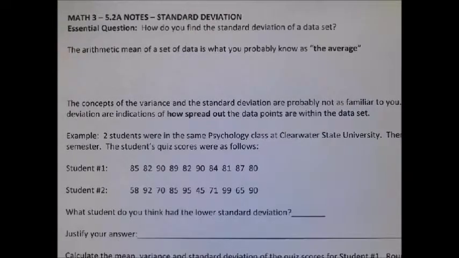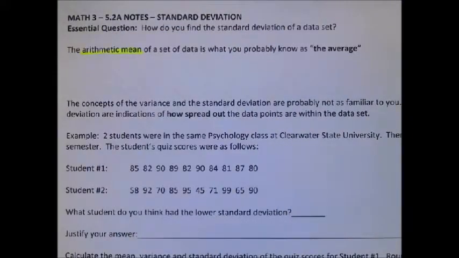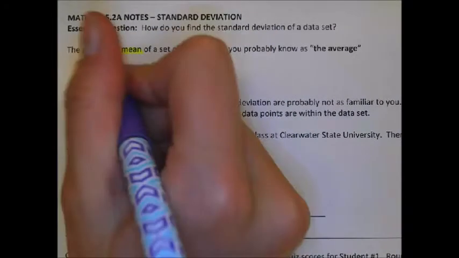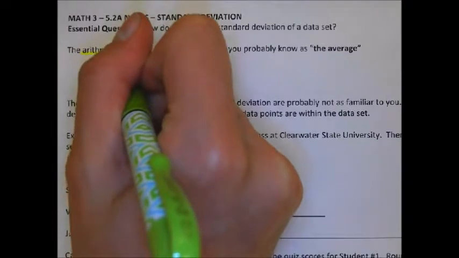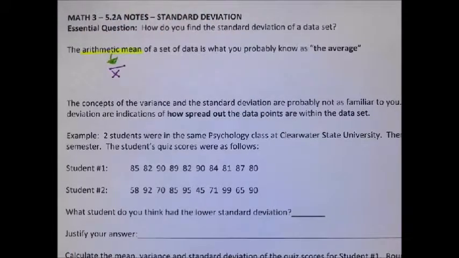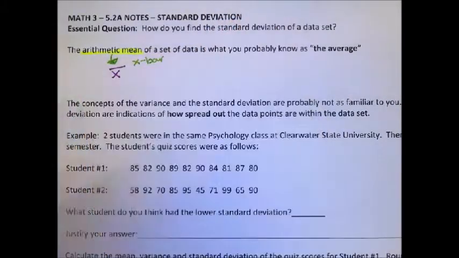5.2 is about standard deviation. So we're going to be learning about how we find the standard deviation. The arithmetic mean is what you know as the average. In statistics, we use X bar to represent arithmetic mean. And we read this as X bar.